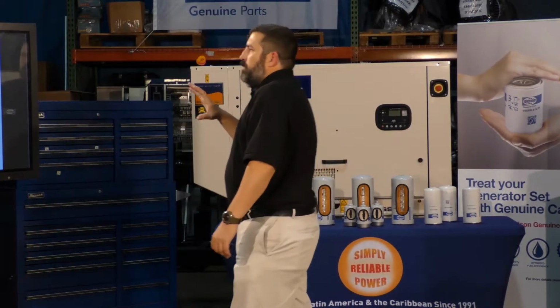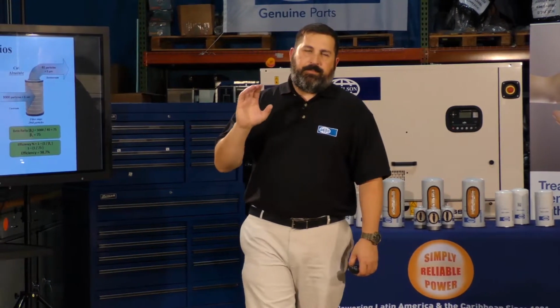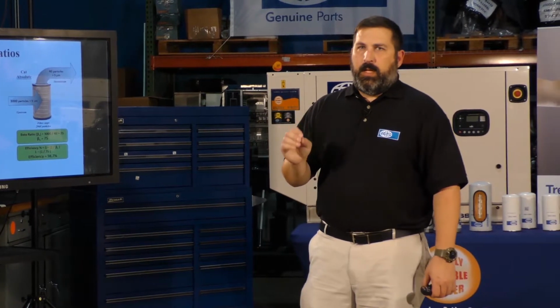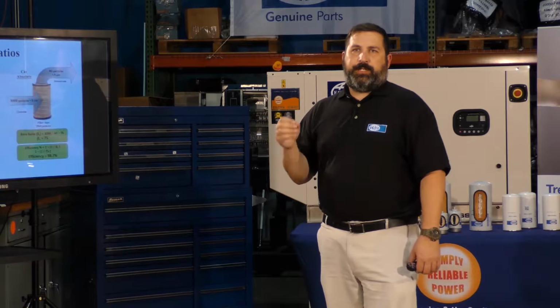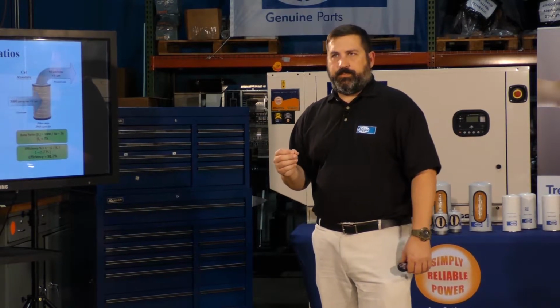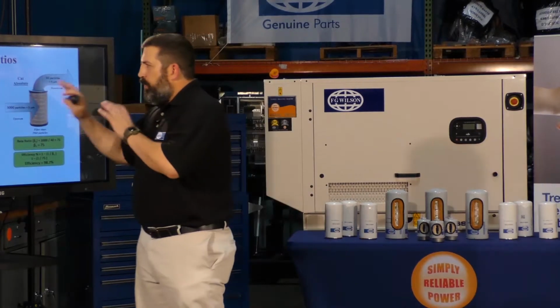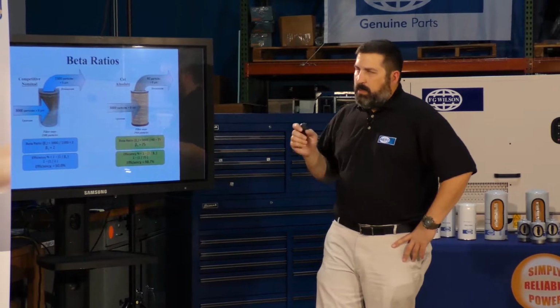So as we develop the filters, one of the key components that we have to look at is what we call the beta ratio. Now, a beta ratio is how efficient a filter is at controlling the contamination. When we talk about beta ratios, I'll always start with what we call competitive nominal.